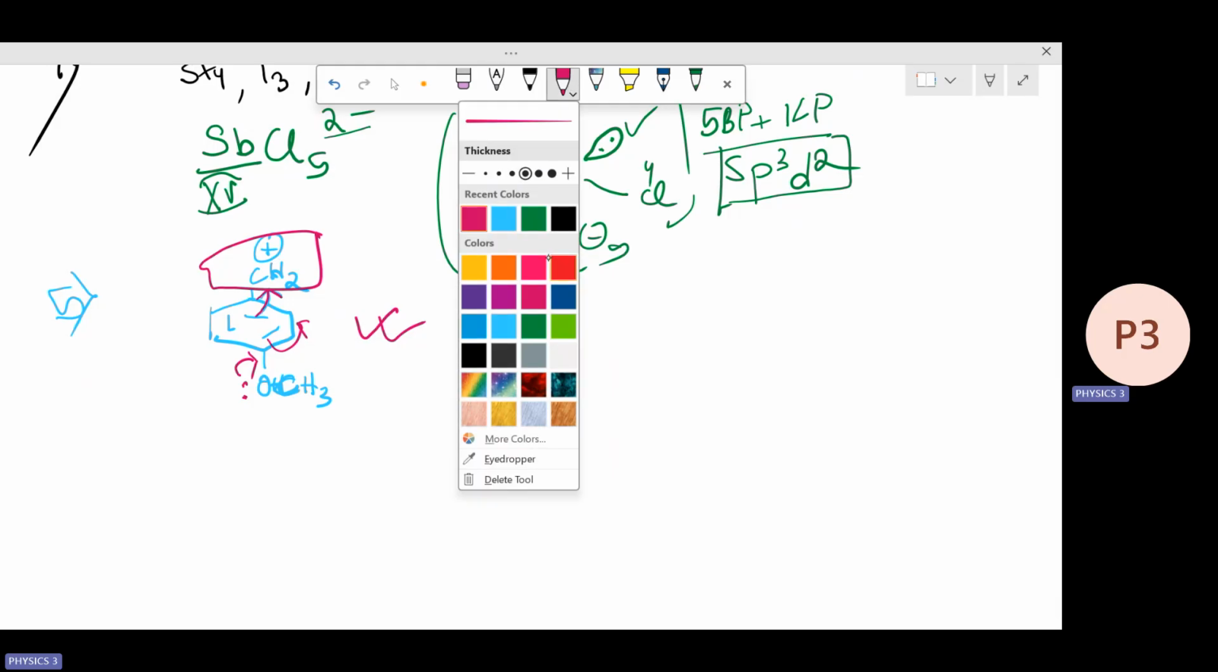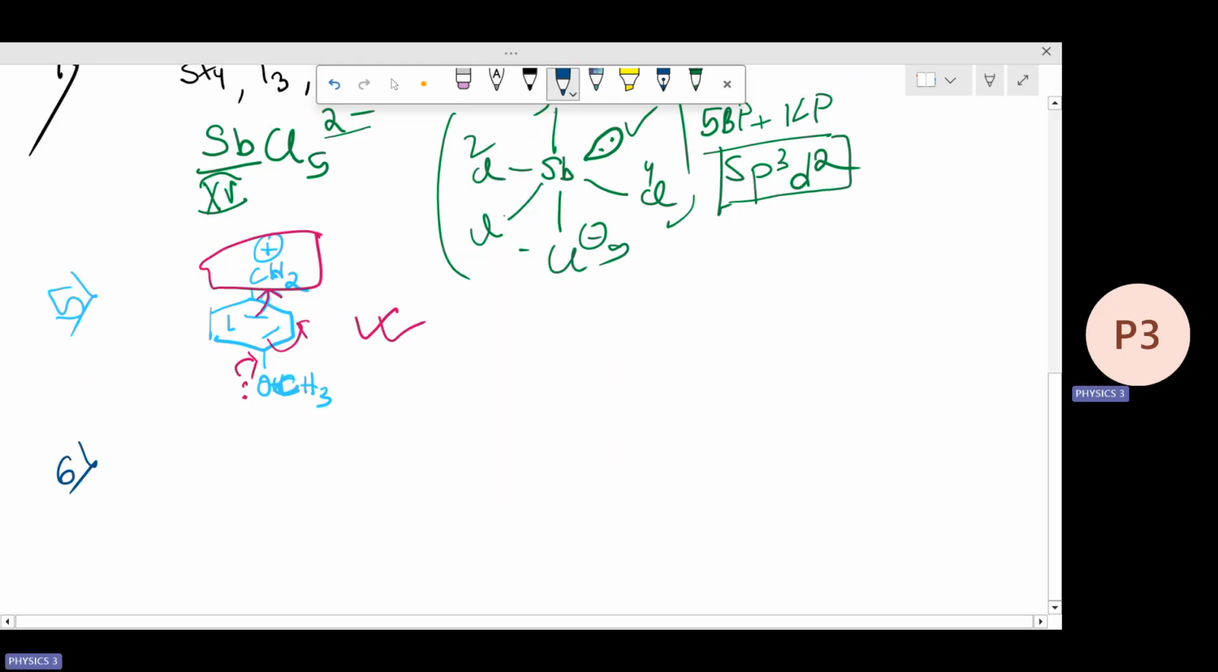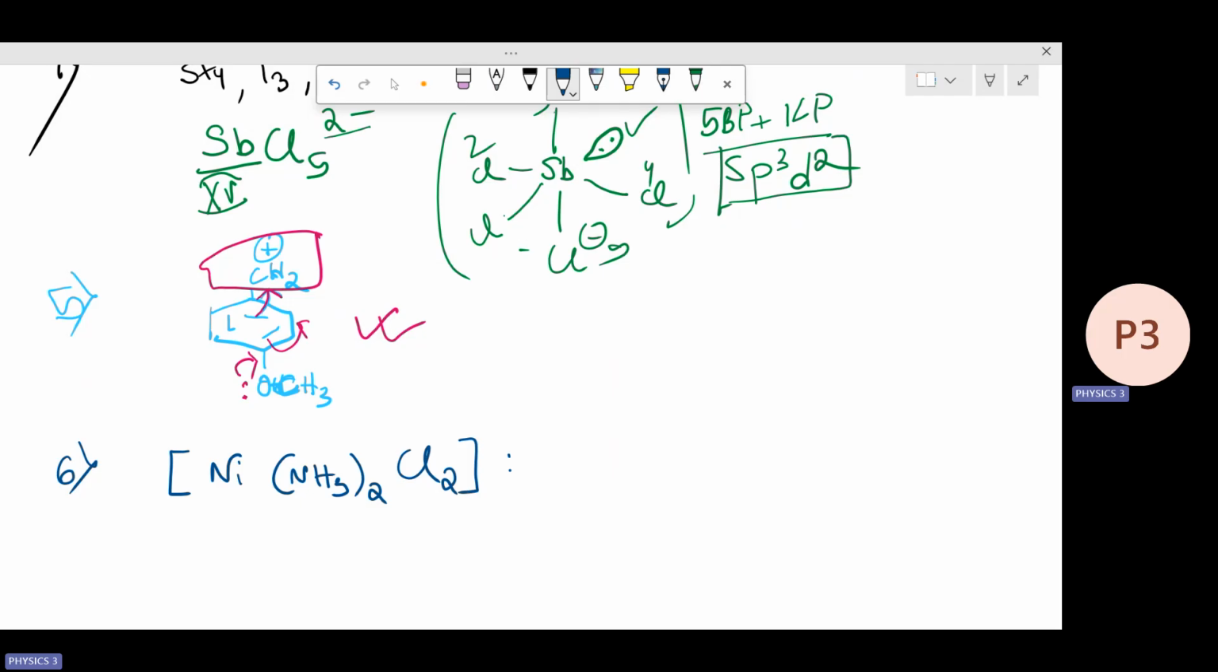Followed by the next, question number 6: which of the complexes is not expected to exhibit isomerism? The answer is D, that is Ni(NH3)2Cl2. In this case, there are 4 bonds, but the shape will be tetrahedral. Due to the tetrahedral shape of this compound, we will observe that there is no isomerism. This is an exception we should keep in mind. There will be no isomerism.